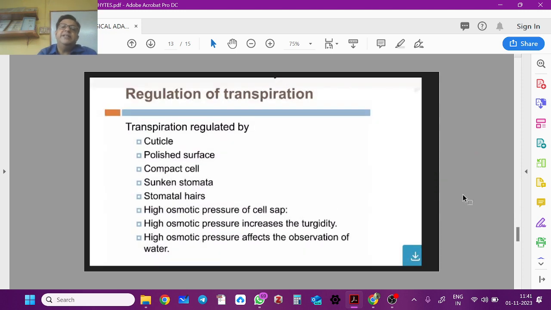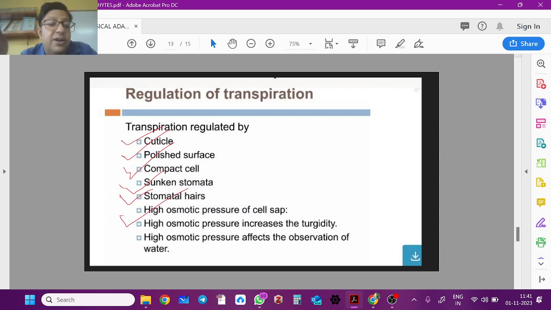So how is transpiration regulated? Transpiration is regulated by the cuticle on the outside, which stops water from going out through the stomata. A thick waxy cuticle. The surface is polished; the more polished the surface, the less evaporation takes place. The cells are compact. The stomata is sunken, inside. Stomata has hair. Hairs don't allow the movement of water.